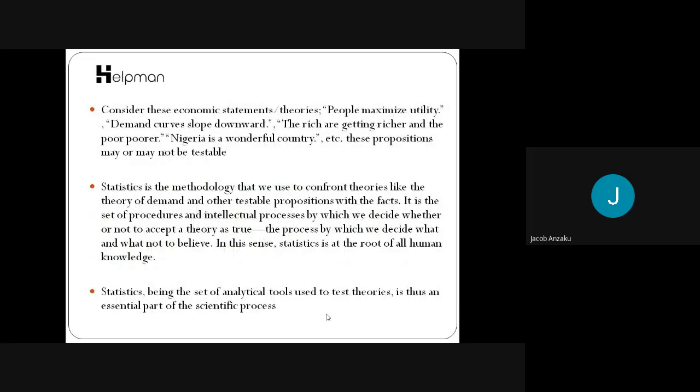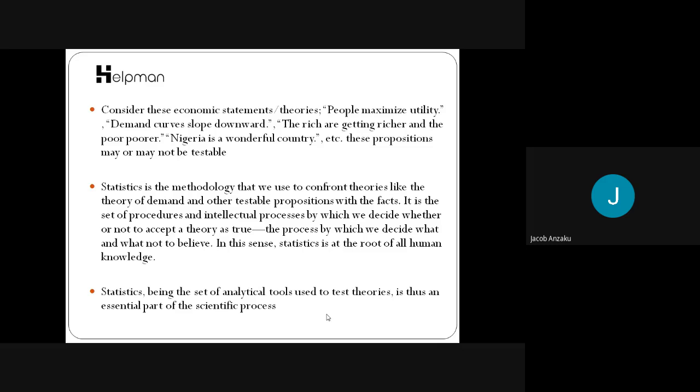Now, let's consider these economic theories or statements. People usually say people maximize utility, or we can hear demand curves slope downward. We can also hear the rich are getting richer and the poor poorer. Also, we can hear things like Nigeria is a wonderful country, etc. But these are propositions which may or may not be testable. By that, I mean that we may test them and we may not be able to test them.